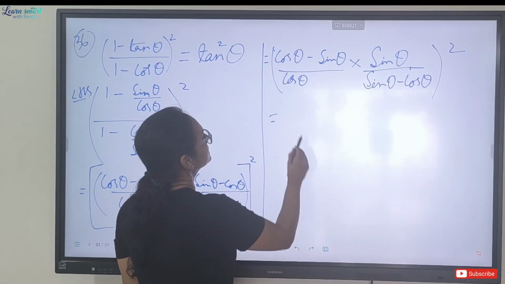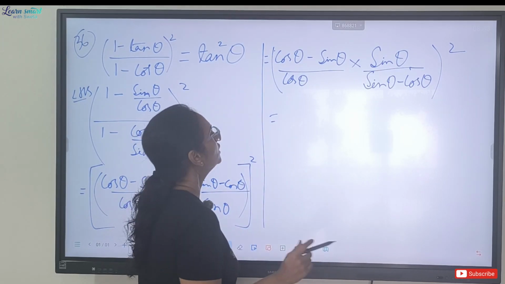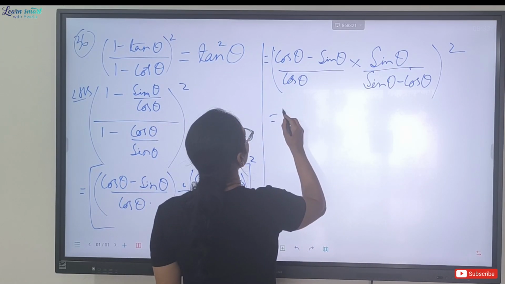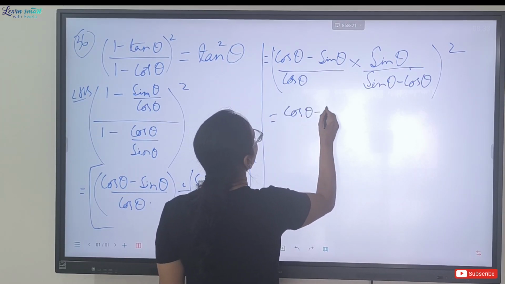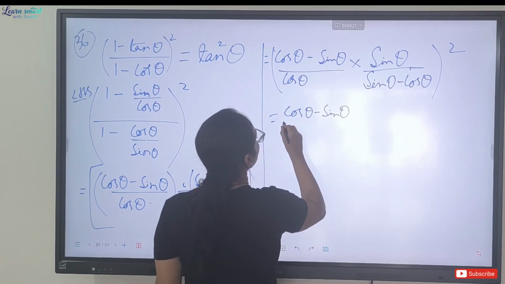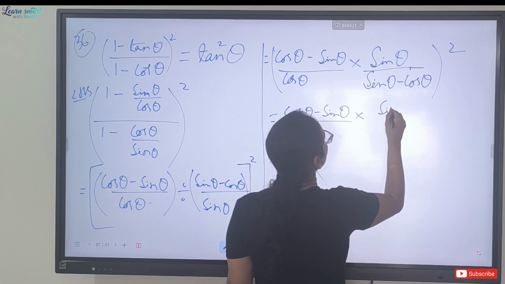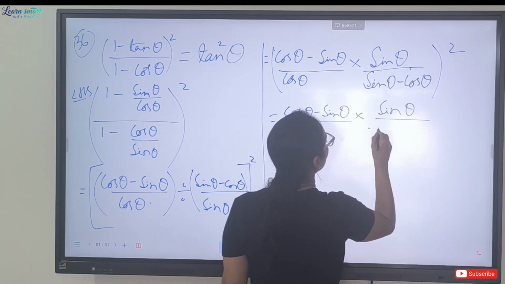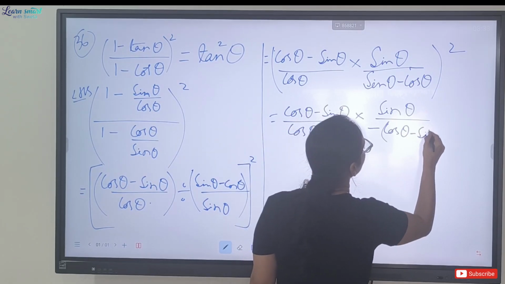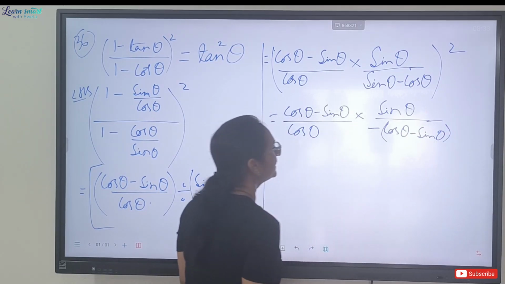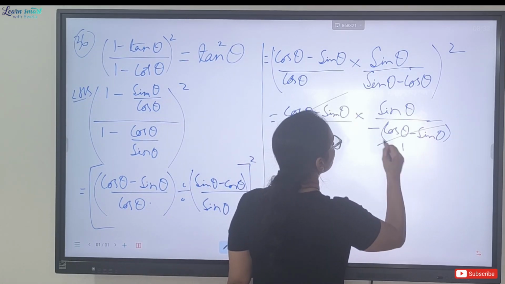So now what? Now this is cos theta minus sin theta and this is sin theta minus cos theta. We cannot cancel. So what should we do? We will take minus common and we can write it like this, cos theta minus sin theta by cos theta into sin theta upon, we took minus common, this becomes cos theta minus sin theta. Right? And now we can cancel cos theta minus sin theta. So what remains here is minus 1.